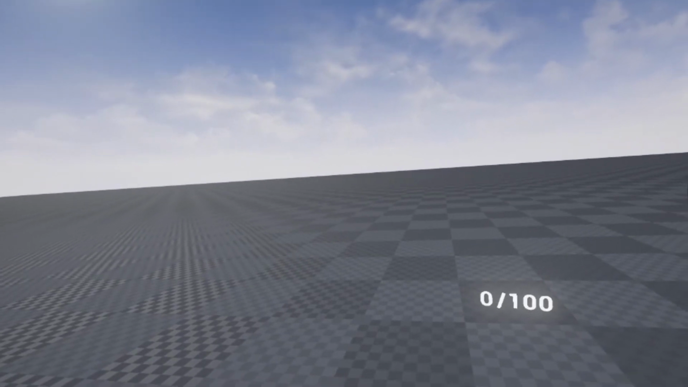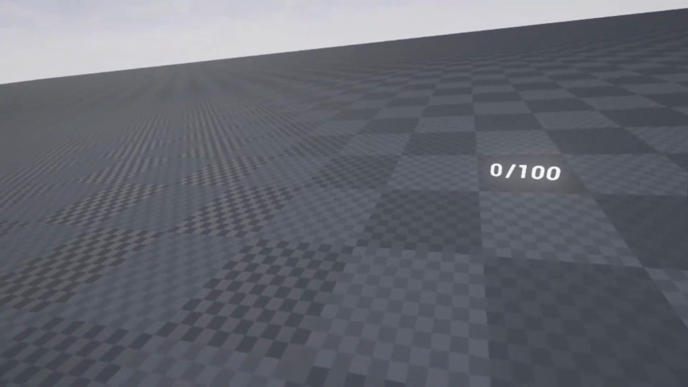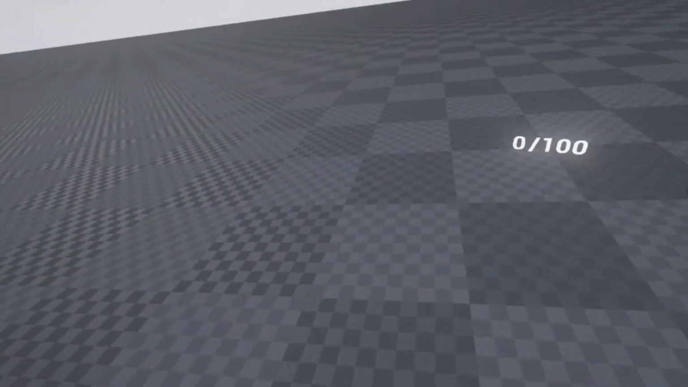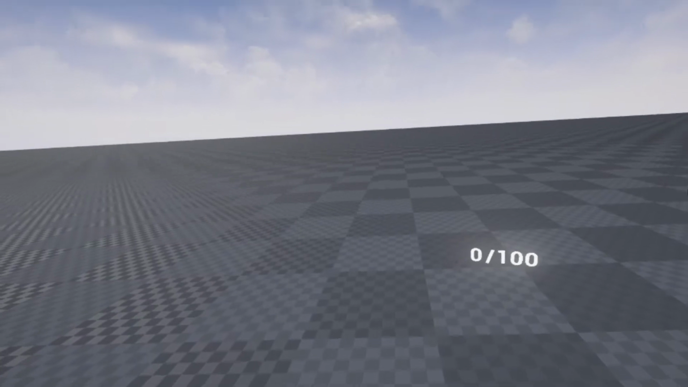We're trying to improve the fluidity and the general quality of our animations. That's the last big step for us, so that's what we're working on.